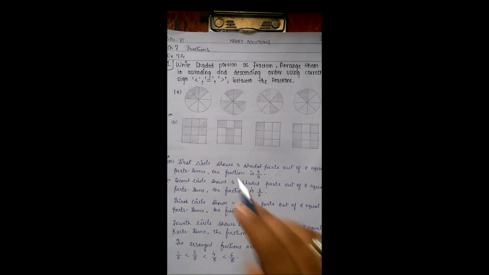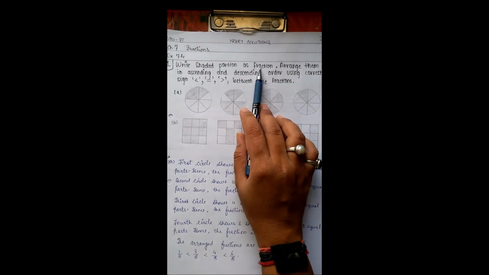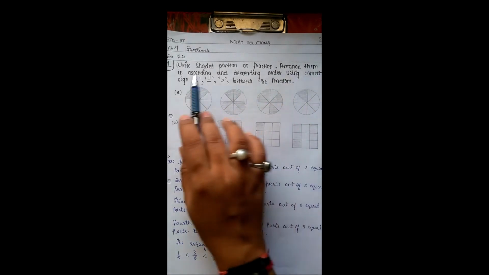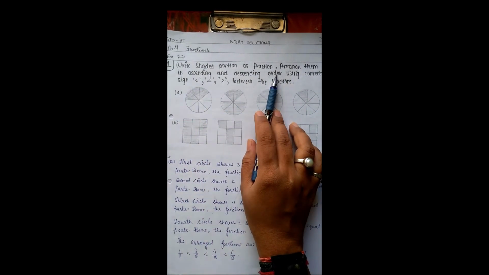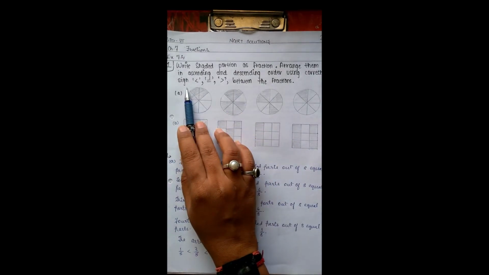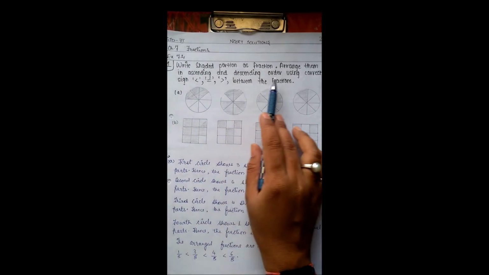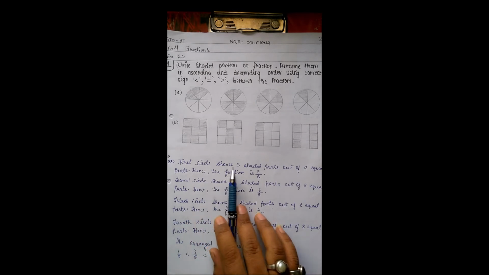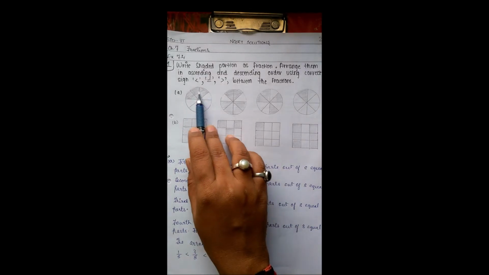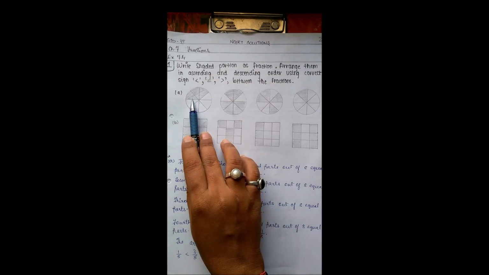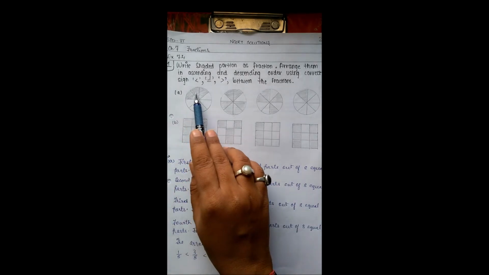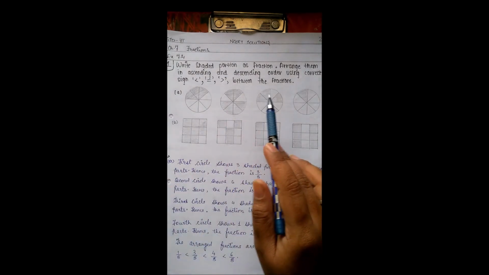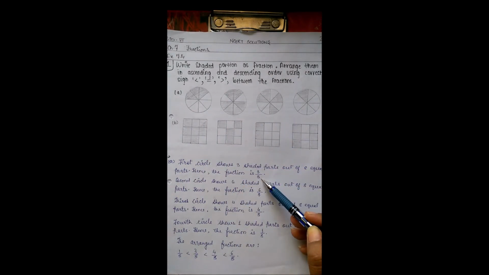In that, the first question is: write the shaded portion as a fraction. Arrange them in ascending and descending order using the correct sign. So these are the signs between the fractions that we have to use. Okay, the first circle shows three shaded parts out of 8: 1, 2, 3, 4, 5, 6, 7, 8. Hence the fraction is 3 by 8.